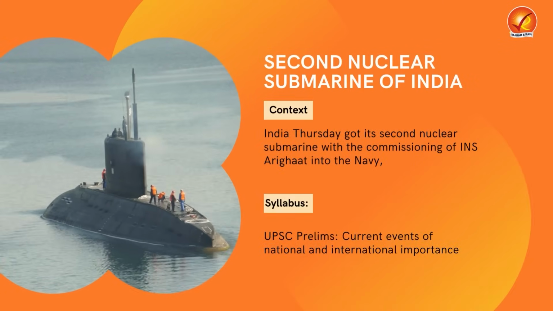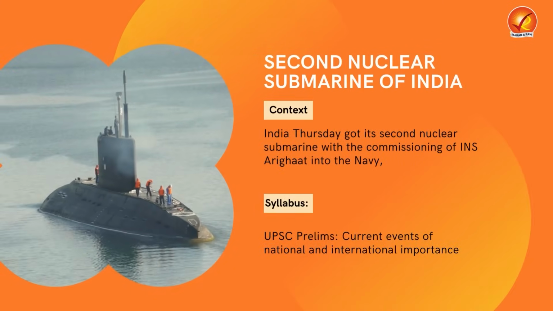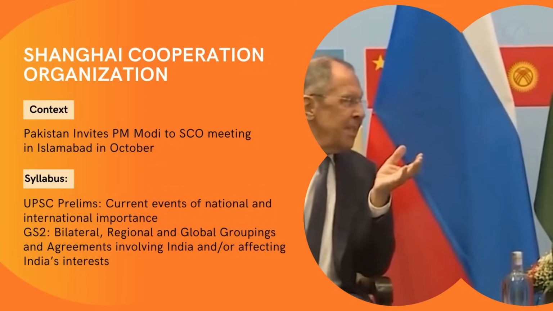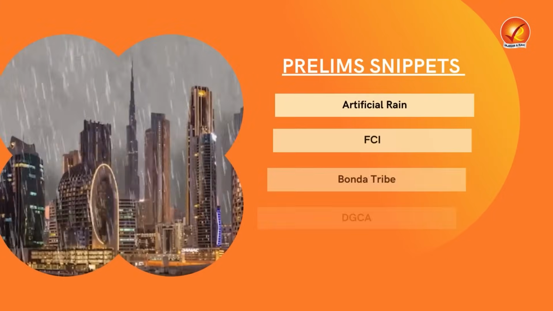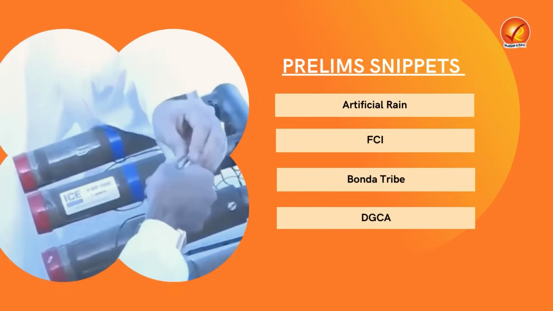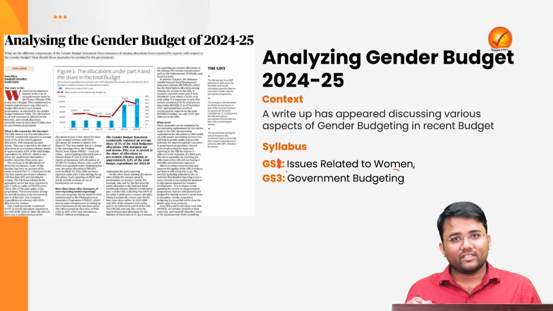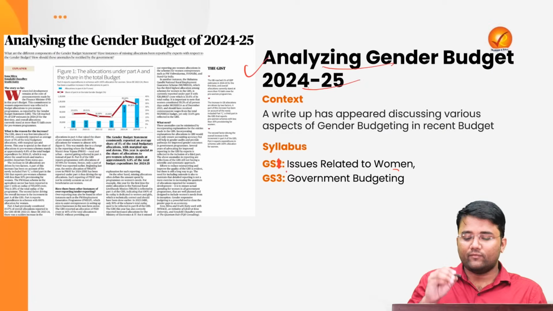After that, we'll look into some basic details about the second nuclear submarine of India. Then we'll try to decipher some basic details about the Shanghai Cooperation Organization. Then at the end, we will look into some prelims snippets which will help you in excelling in your prelims exam. So stay tuned. Our first topic is analyzing Gender Budget 24-25.